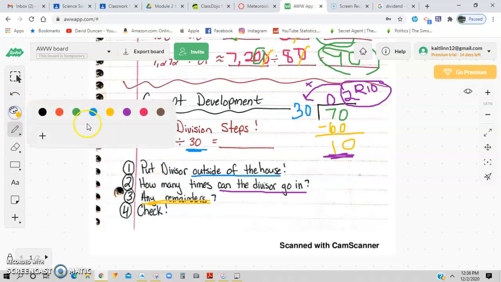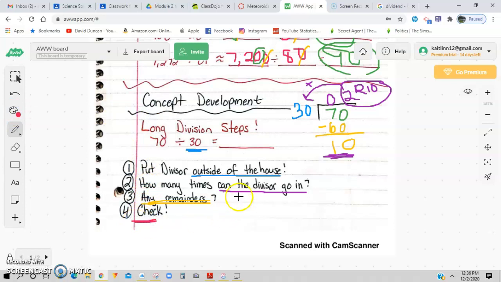The next portion of my checklist is I need to check to see if my answer is correct. In order to check to see if your answer is correct, you're going to multiply the divisor by the quotient and then add the remainder. And if you do all of that and you get that dividend, you know your answer is correct. So again, you're multiplying the divisor by the quotient, adding the remainder to see if you get the dividend. So I'm going to start by taking my divisor and multiplying it by my quotient. So I'm going to have 30 times 2.